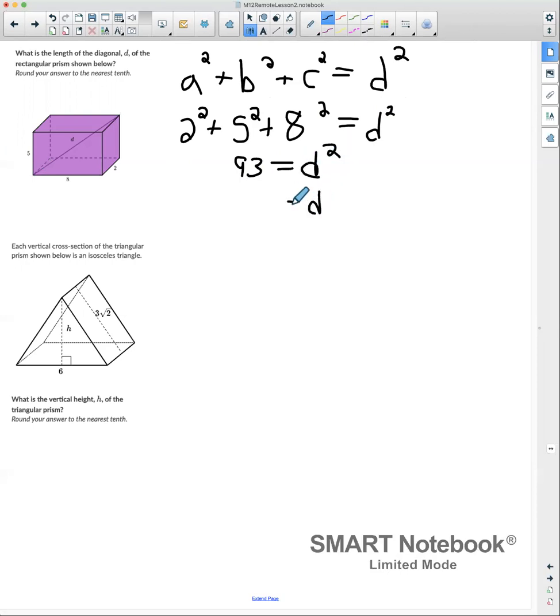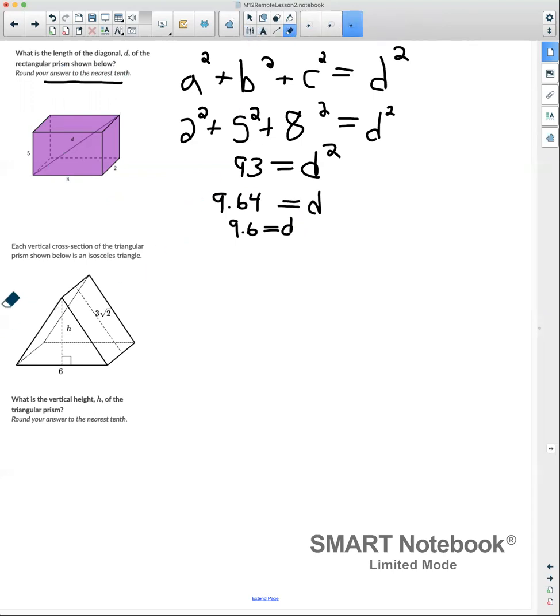So d is the square root of 93, which is 9.64, and it says round to the nearest tenth, so it's going to be 9.6. Okay, that's how you do it. If not, you just try the Pythagorean theorem twice, and you can still get it.